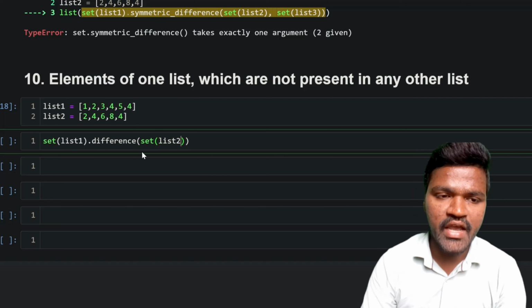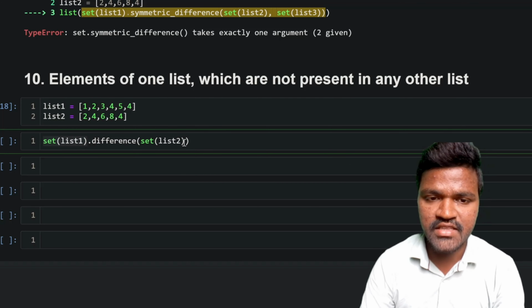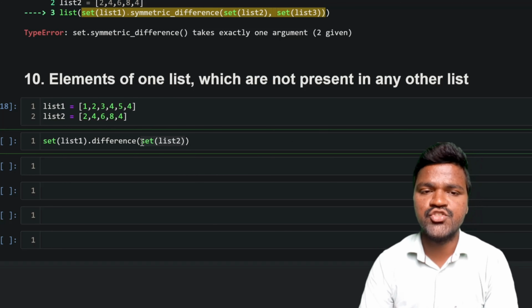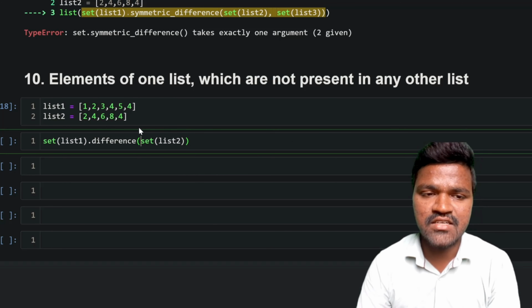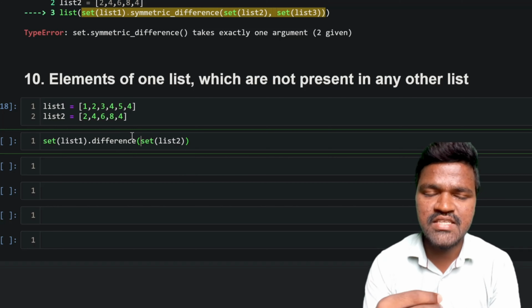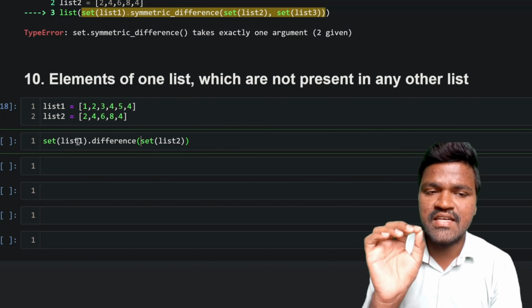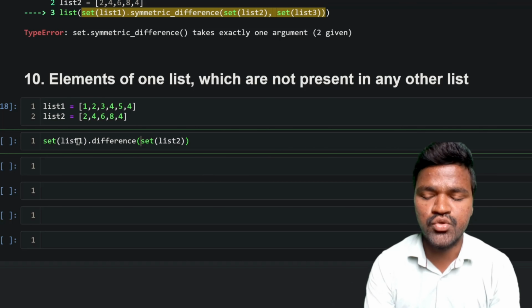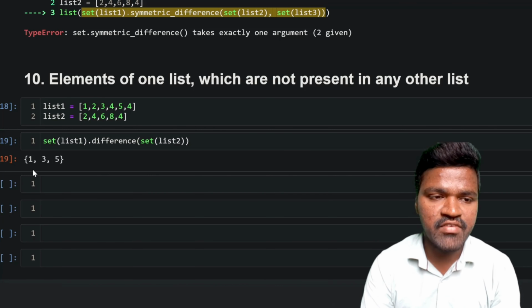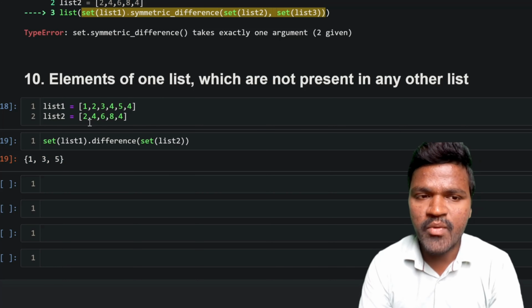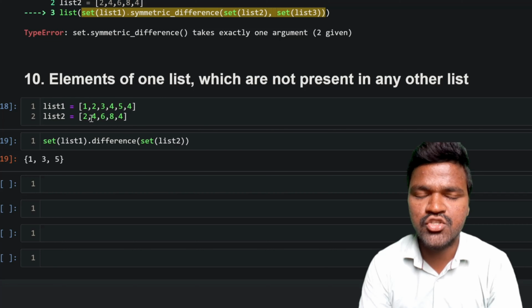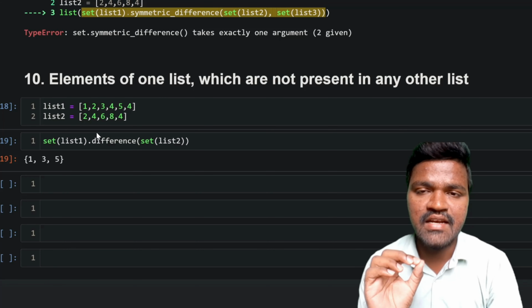So now we have taken this particular set, which is nothing but list 1. And we have taken this particular set, which is nothing but list 2, and we are passing this set to this difference. By using this, we will be able to get the elements only present in list 1 and not present in list 2. If I execute this, we can see we are getting the result 1, 3, 5. The common elements present in list 1 and list 2 are not included, and we are getting only the elements present in list 1.